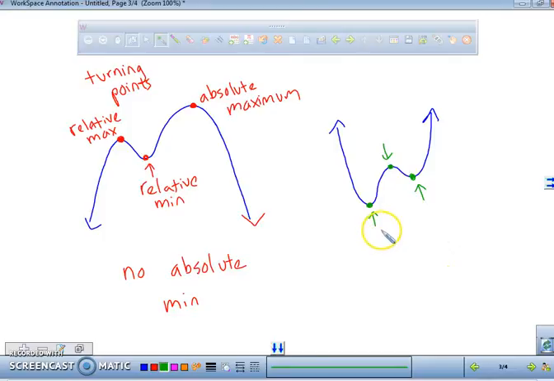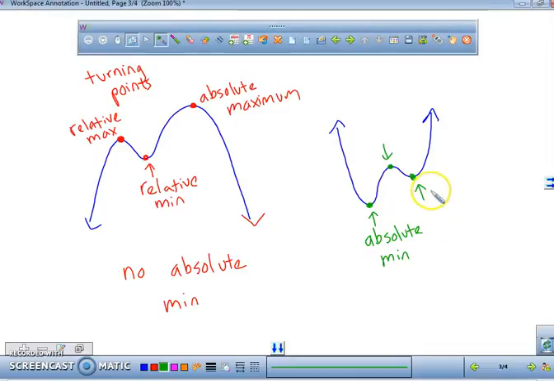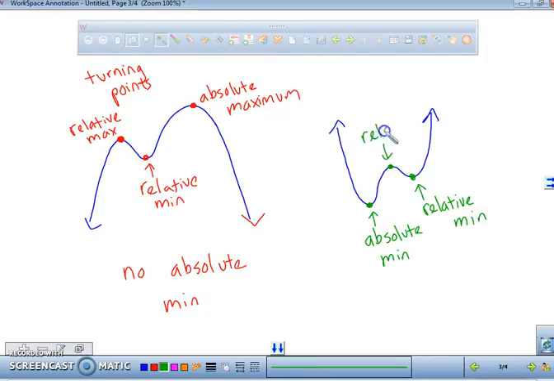What do you guys think this point right here would be? Absolute. Good. That's the absolute minimum. What about this point? Relative minimum. And what is this point? Relative max. Very good. And so we would put, there is no absolute maximum.